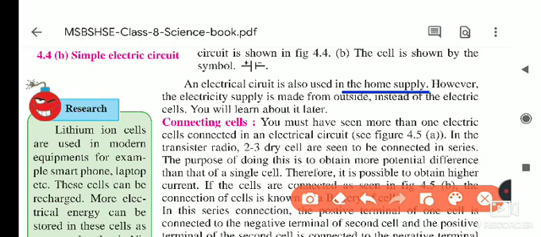The TV and other devices are connected, and when the circuit is completed, the TV turns on, the fan turns on, and the fridge keeps working, which means cooling continues. However, the electricity supply is made from outside.